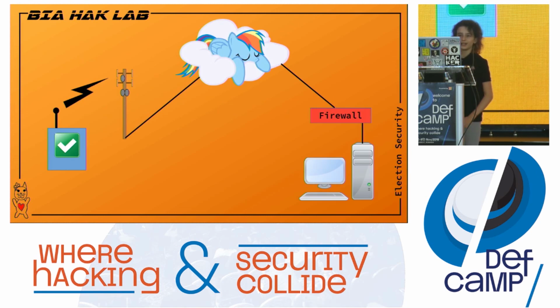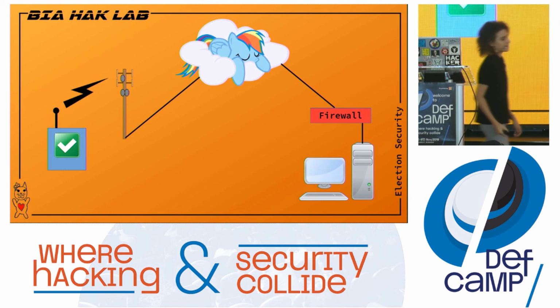This is me. That's the voting machine over there on the left, transmitting over the air with its cellular modem to the cell tower. That's connected to the public internet where my friend Rainbow Dash is taking a nap. Then the voting tabulator is connected to the internet behind a firewall. But firewalls do not stop hackers.